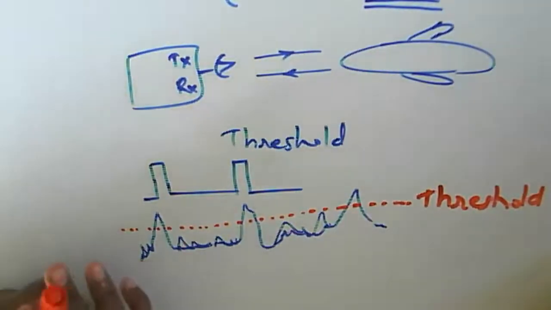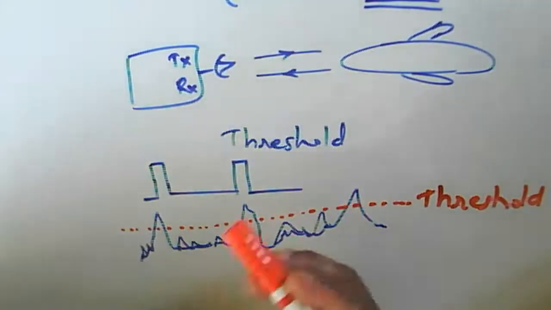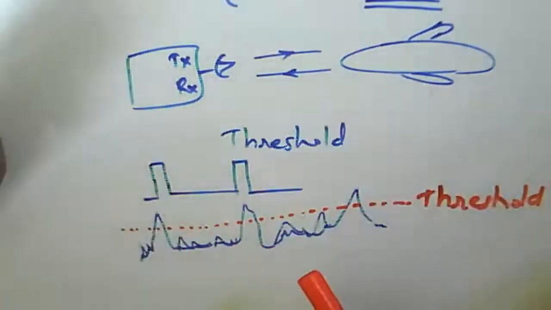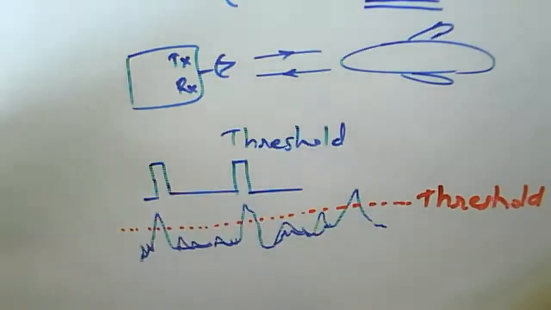Sometimes, if there is a noise, in that case that noise will be greater than this particular threshold value. Then a radar will detect that noise as a signal. That is nothing but a false alarm, which means false detection of a pulse.